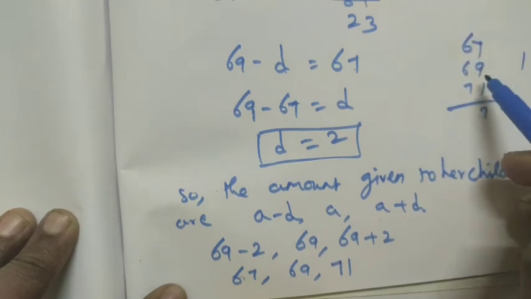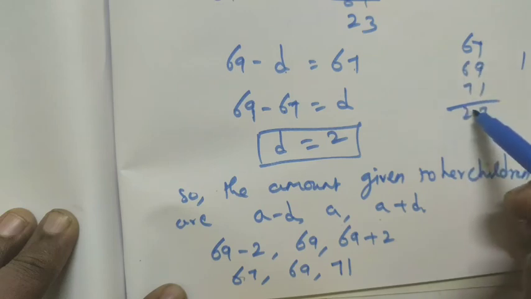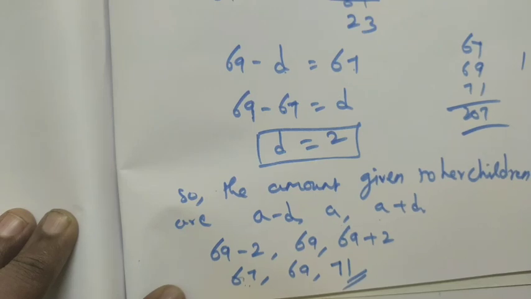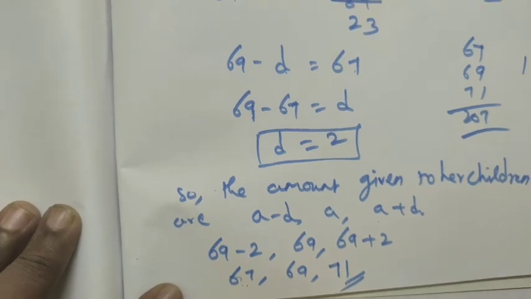So the sum of these amounts is 207. So we have found the correct answer. 67, 69 and 71 is the distribution of the amount by the mother to 3 children. Thank you, students.